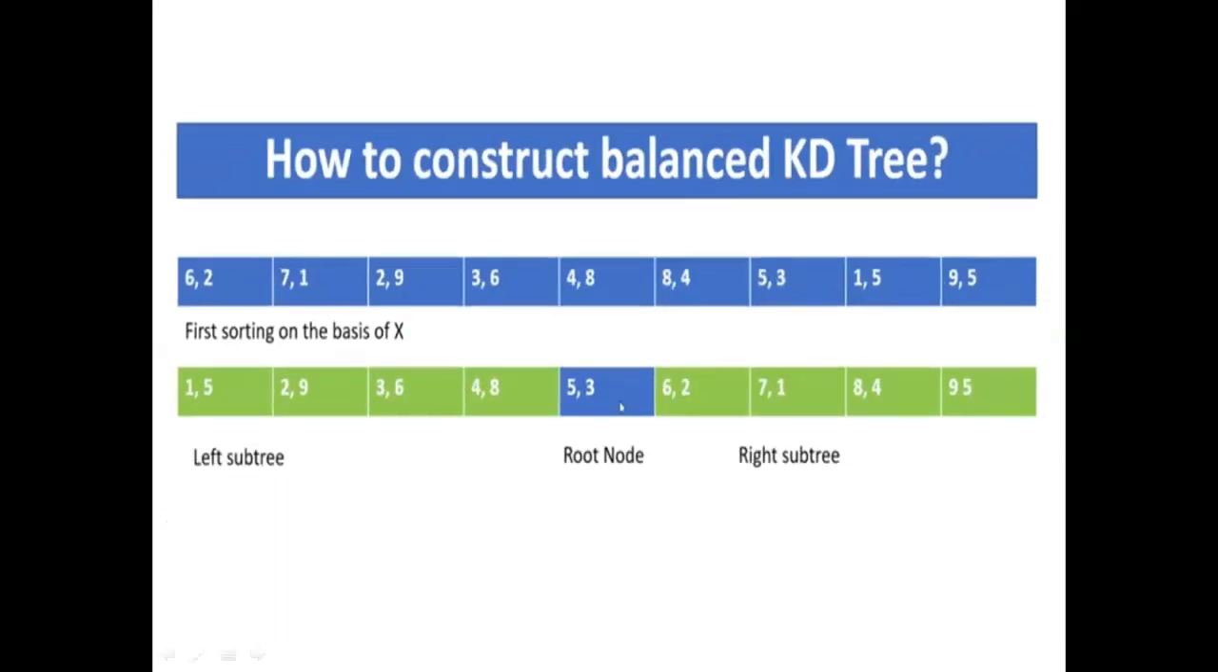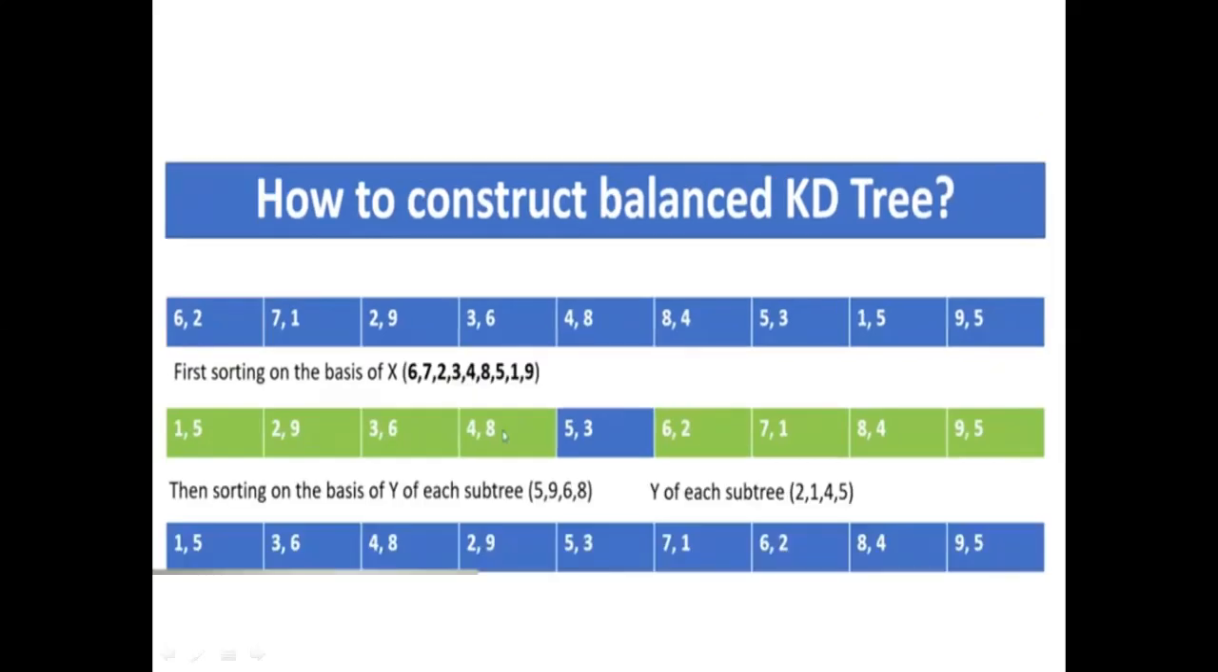After identification of the median and after splitting on the basis of the x coordinate, now we have two parts. The left part contains some points and the right part of (5, 3) contains a few points. So let us now split these left and right parts, but this time on the basis of the y coordinate. Let us sort the left and right separately on the basis of y. After sorting on the basis of y coordinate, we get (1, 5), (3, 6), (4, 8) and (2, 9). Similarly here we get (7, 1), (6, 2), (8, 4) and (9, 5).